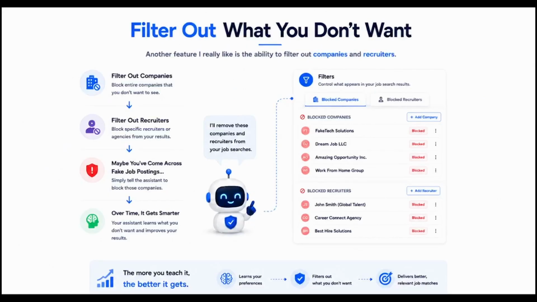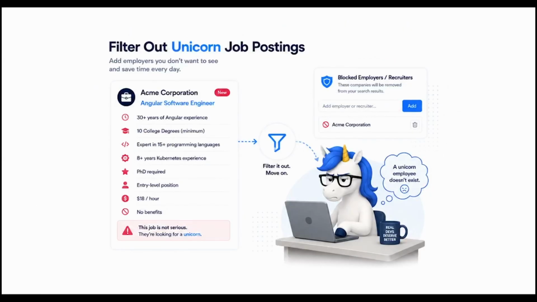Another feature that this plugin has is an option where you can filter out companies and recruiters that you don't want to show up within your job search results. For example, let's say you come across a job posting and they're looking for a unicorn employee that doesn't exist. Instead of wasting your time and dealing with that job posting every week, you could update your configuration and add that company to your blocked list. So in this example, I'll add the company Acme Corporation to the block list, and we could use that update skill to do that for us as well.